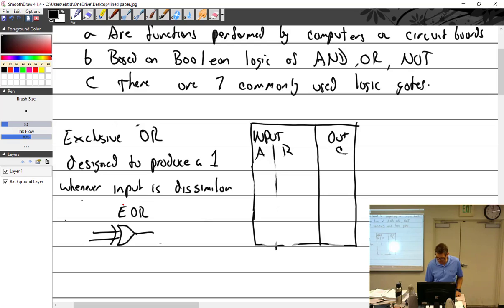All right. A 0 and a 0 produce a 1 whenever input is dissimilar. So that would be 0. A 1 and a 0, dissimilar, 1. A 0 and a 1, 1. A 1 and a 1, 0.